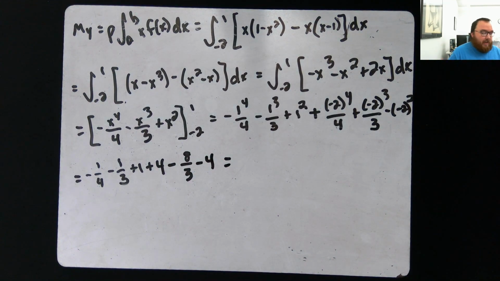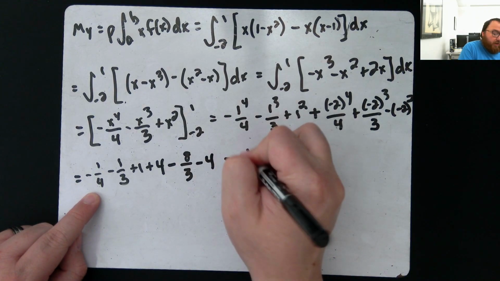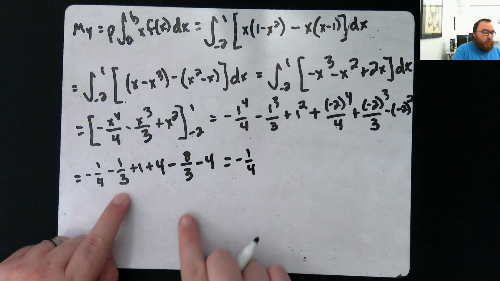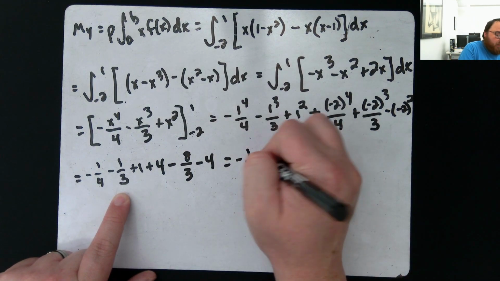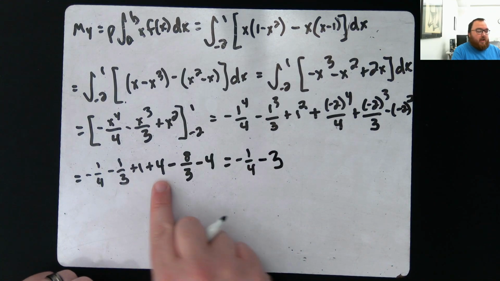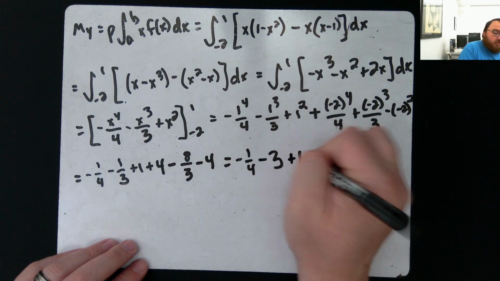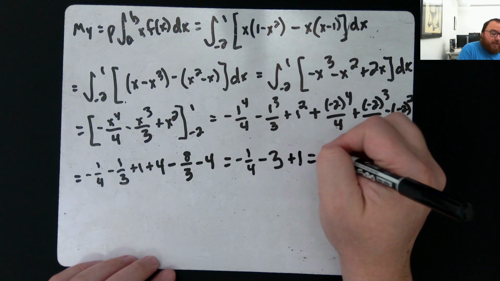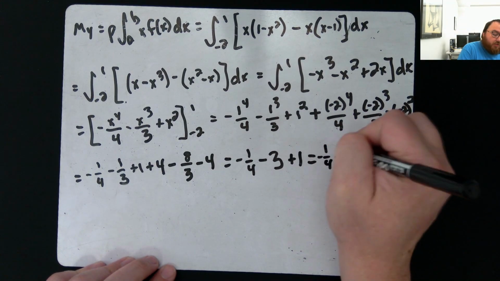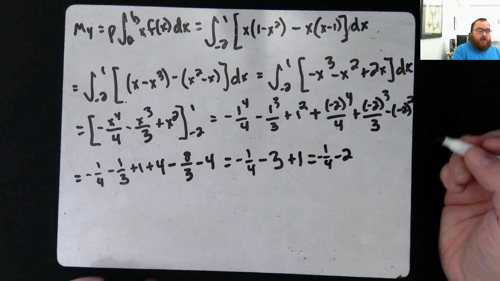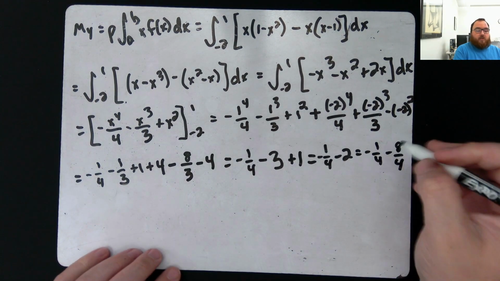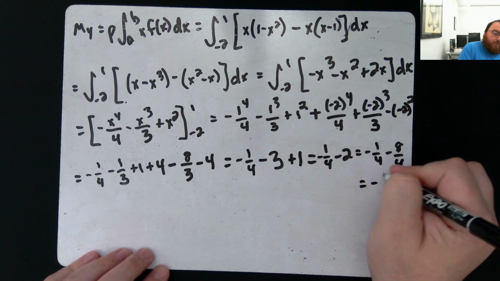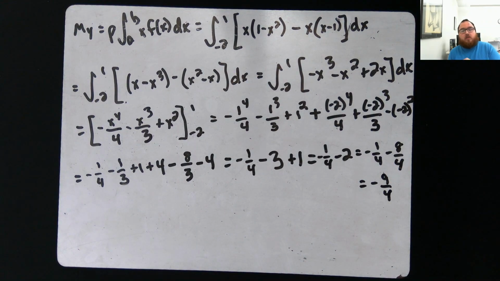Combine this as much as I can. There's only one with a 4, so negative 1/4. Negative 1/3 minus 8/3 is negative 9/3, which is negative 3. 1 plus 4 is 5, minus 4 is 1. Negative 3 plus 1 is negative 2, so negative 1/4 minus 2. Common denominator there is 4, so negative 1/4 minus 8/4, which gives me negative 9/4. So the moment about y is negative 9 over 4.